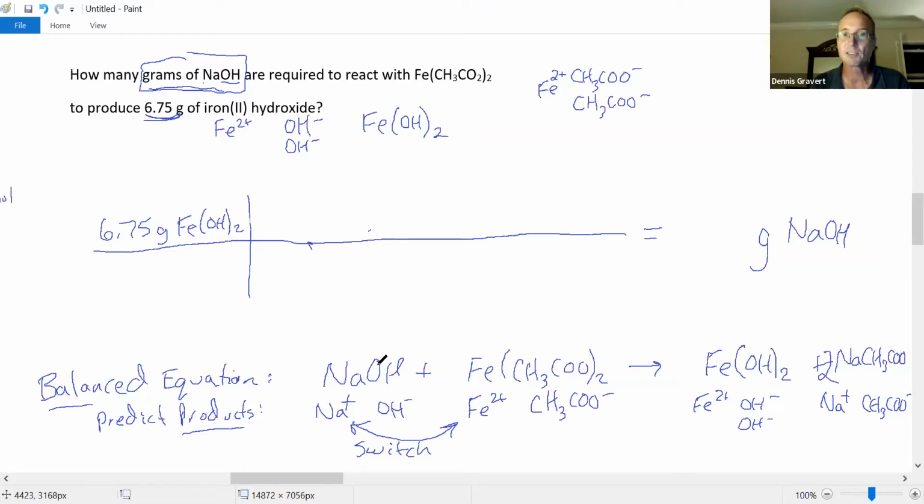Now it's time to balance sodium, oxygen, hydrogen. So I'm going to go after sodium first. There's 1 on the left, but now there's 2 on the right. So I need a 2 here.